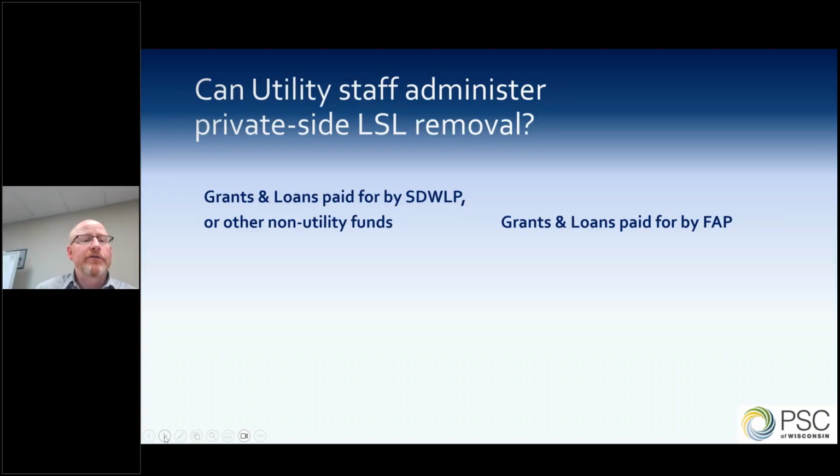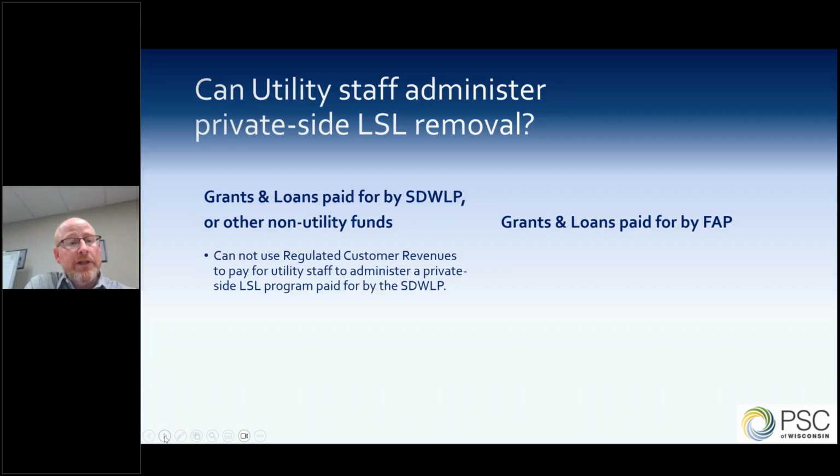All right, very much related to that is the issue of administrative costs. So can utility staff administer a private site LSL removal? To the left, you see the scenario where it's grants and loans paid for by a safe drinking water loan program source or other non-utility funds. And to the right, you see grants and loans through a commission-approved financial assistance program. So on the left, I'm going to guess you're all beginning to see the pattern here. You would not be able to use regulated customer revenues to pay utility staff to administer any part of the Safe Drinking Water Loan Program funding. That being said, there's no prohibition on the use of staff. They just can't be paid for through customer rates or regulated customer revenue.